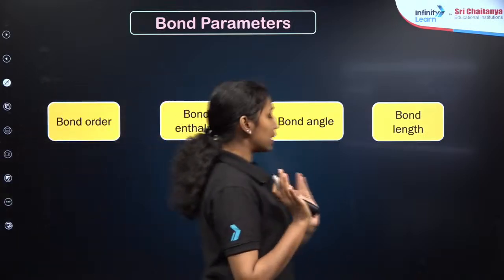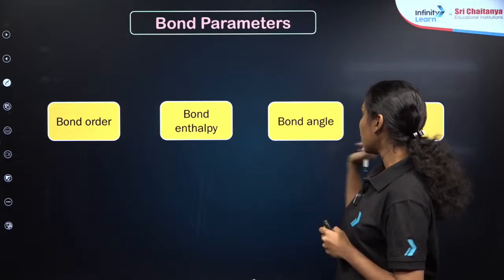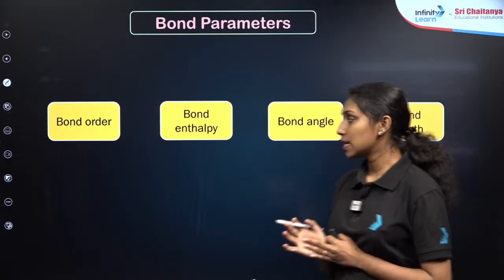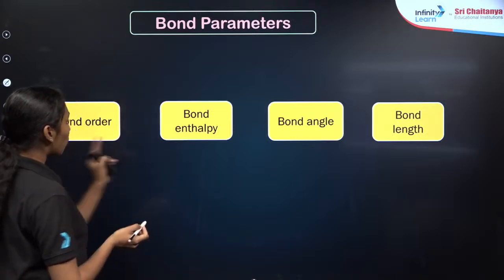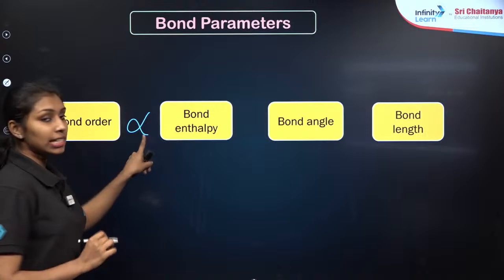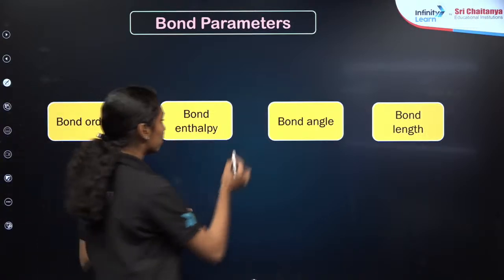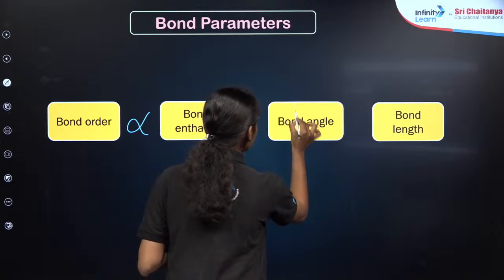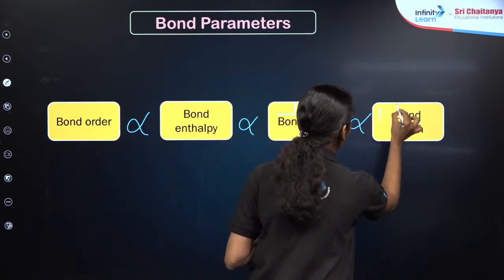Okay, so far we discussed the four bond parameters, that is bond order, bond enthalpy, bond angle and bond length. From this idea you will get an answer: what will happen to the bond enthalpy as the bond order increases? It is directly proportional, right? As the bond order increases, bond enthalpy also increases. Then it is inversely proportional to the bond angle as well as inversely proportional to the bond length, right?